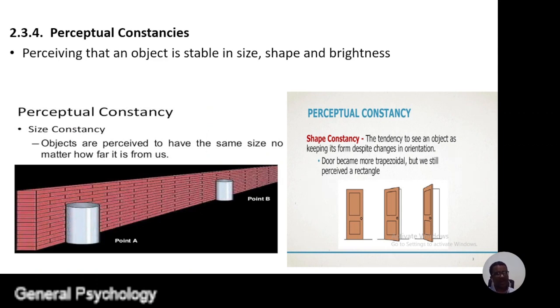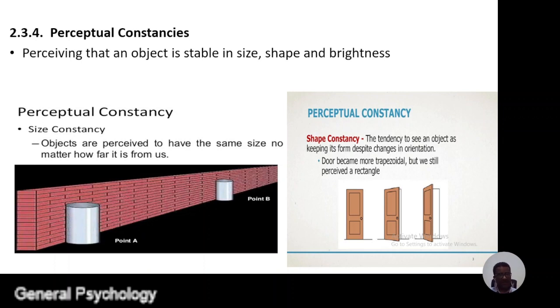The other type of perceptual understanding is perceptual constancy. Perceptual constancy means an individual is in a position of perceiving an object as stable in size, stable in shape, and stable in color.